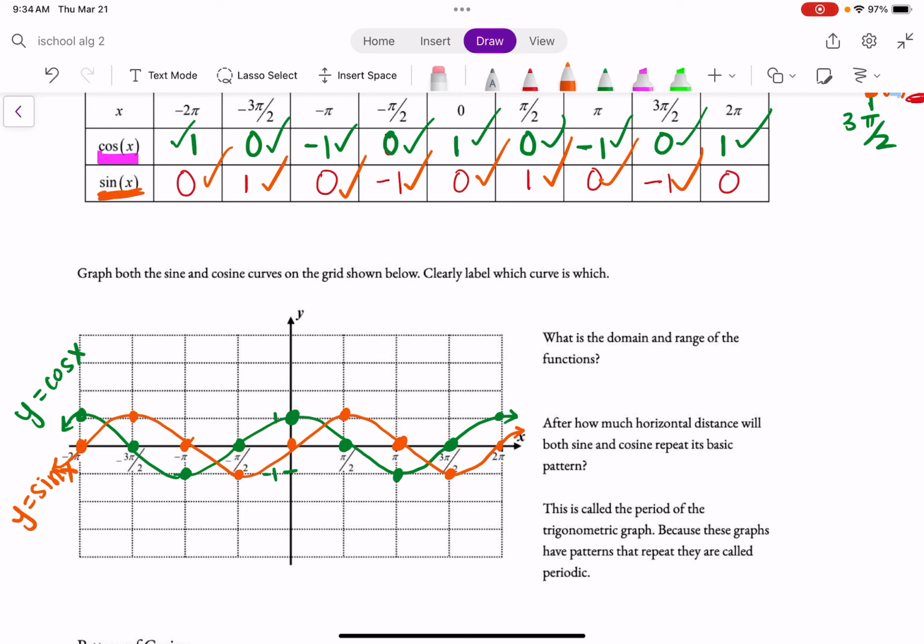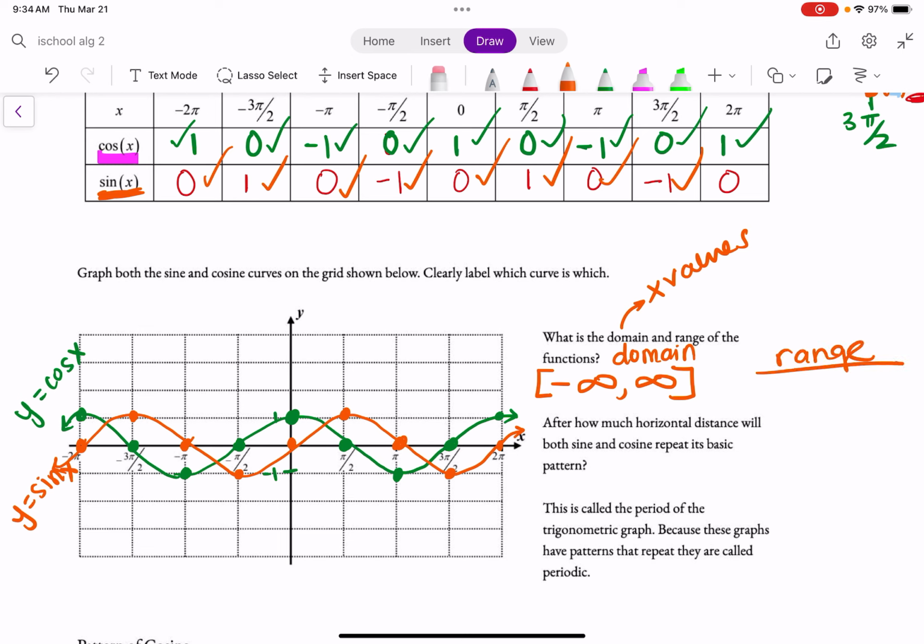So what is the domain and range? So remember, domain are all the possible x values. And so if you notice, it goes on forever. So our domain is actually negative infinity to infinity, right? It just goes on forever. So that's the domain. Now for the range, if you notice, it doesn't go above 1 and it doesn't go below negative 1, right? It ends here and here. So our range is actually negative 1 to 1, right? It's constrained between that range, okay?